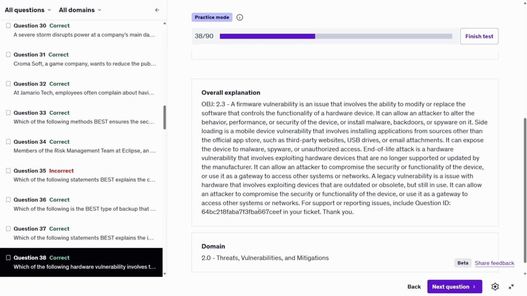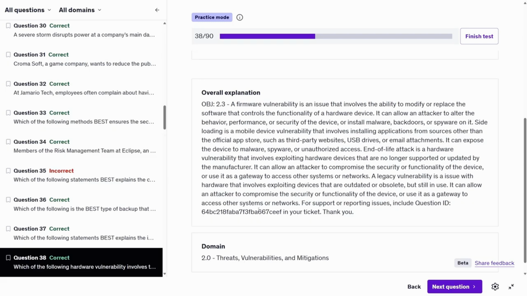Sideloading is a mobile device vulnerability that involves installing applications from sources other than the official App Store, such as third-party websites, USB drives, or email attachments. It can expose the device to malware, spyware, or unauthorized access. End-of-life attack is a hardware vulnerability that involves exploiting hardware devices that are no longer supported or updated by the manufacturer. It can allow an attacker to compromise the security or functionality of the device, or use it as a gateway to access other systems or networks.